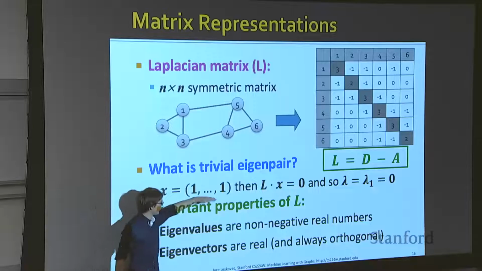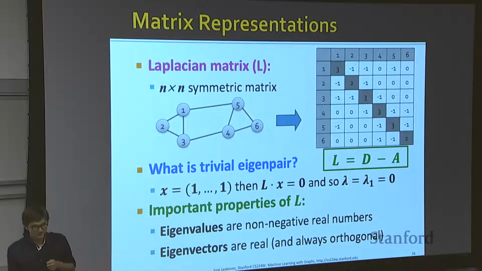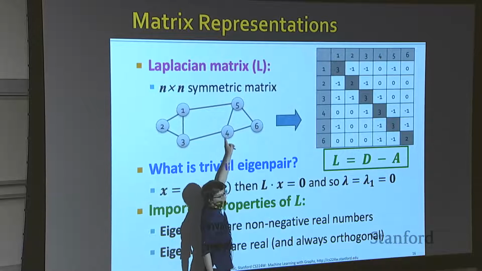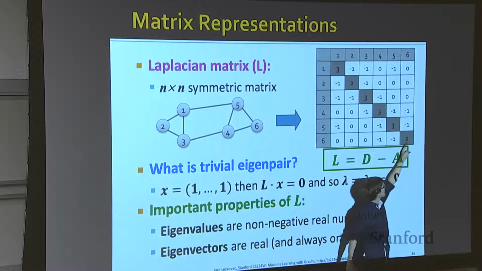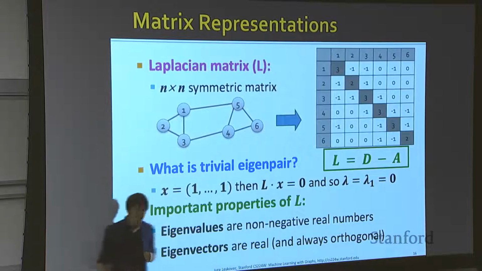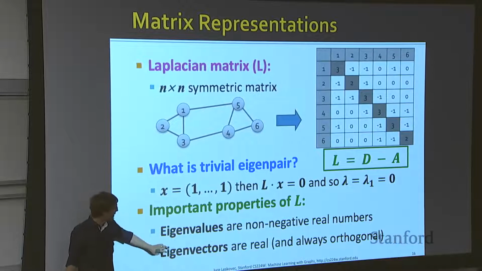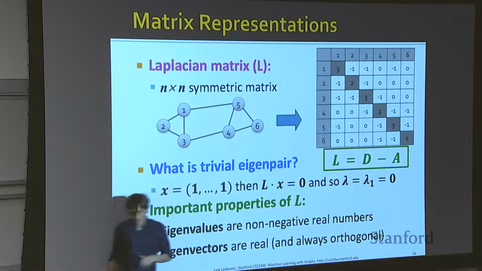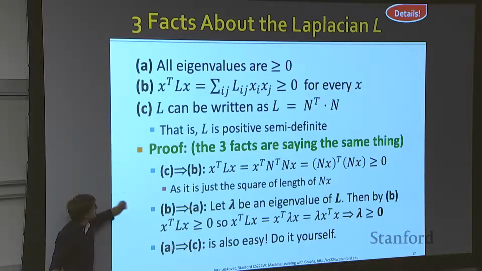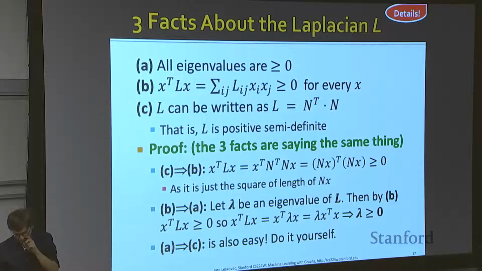So this is the first important property: we still have the vector of 1, 1, 1 as the eigenvector with a trivial eigenvalue of 0. The reason is that we added a self-loop on every node, and we added the degree. So if you sum the row, the sum equals 0. There are two more important properties: eigenvalues are non-negative real numbers, and eigenvectors, again, are real, meaning they are not complex. Here's the proof for all these three properties. I skip that; I encourage you to look at it yourself.